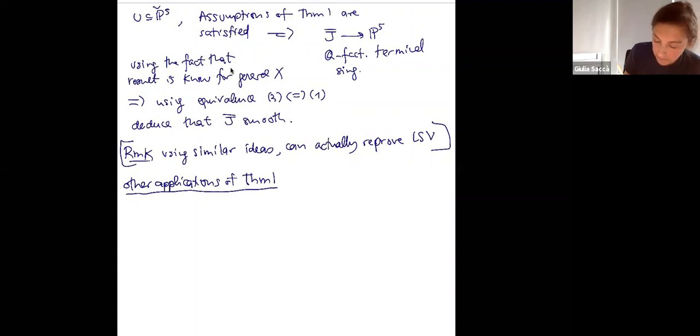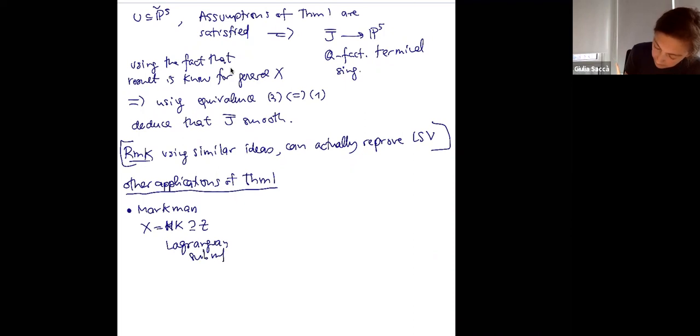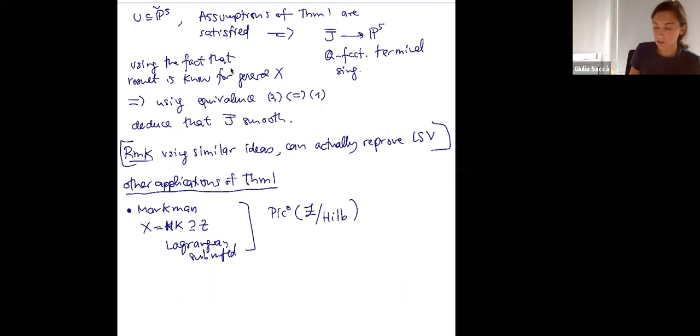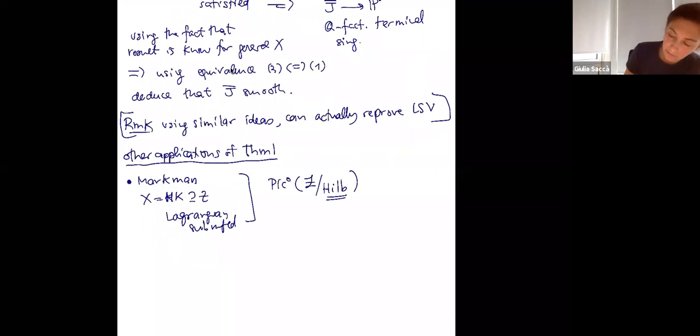So one is that is in progress. So following Markman, if M, or maybe X now, is hyperkähler, and Z is a Lagrangian submanifold, then you would try to construct a Picard 0 of deformations of Lagrangian fibrations, Lagrangian submanifolds over the Hilbert scheme, the appropriate Hilbert schemes of Lagrangian submanifolds in X. And so this is in progress.